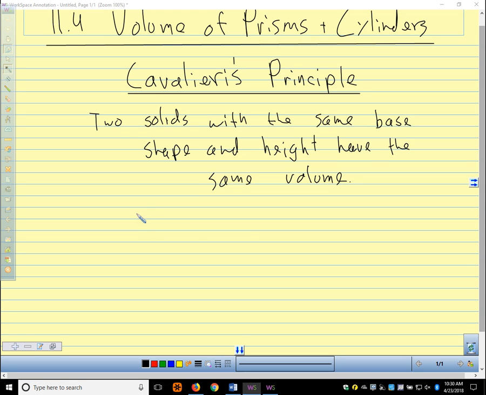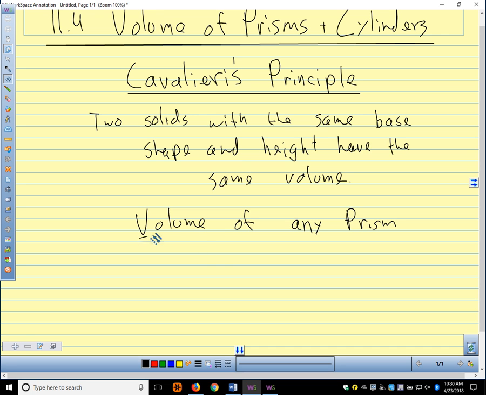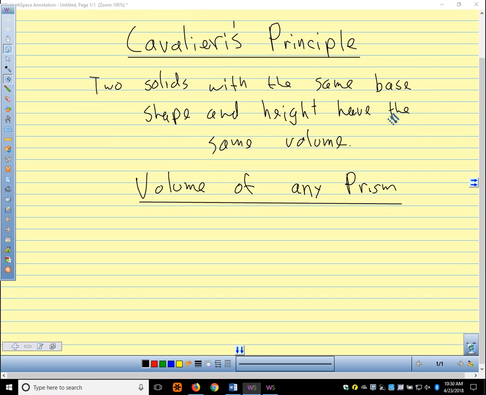So the volume of a prism, and I'm going to say of any prism. Doesn't have to be right. This can be an oblique prism. It can be a zigzag prism, any shape of prism. The volume, nice easy formula. Base times height. And our volume we're going to measure in cubic units.